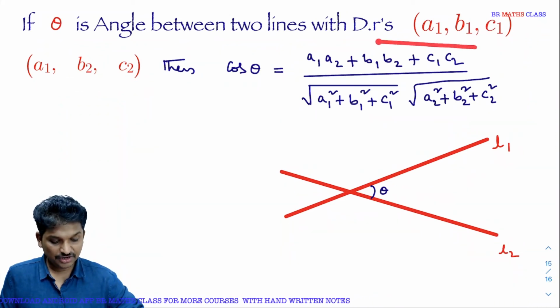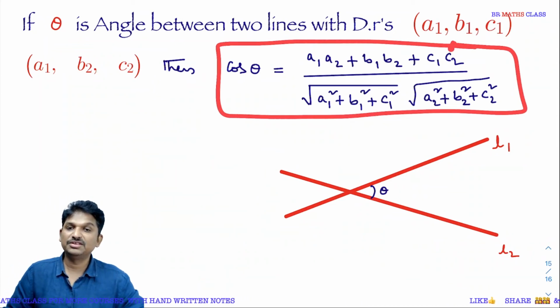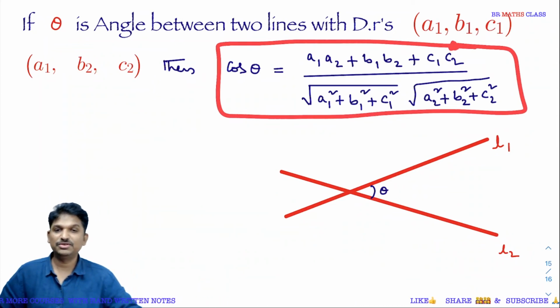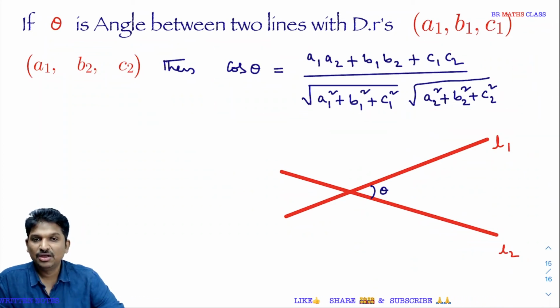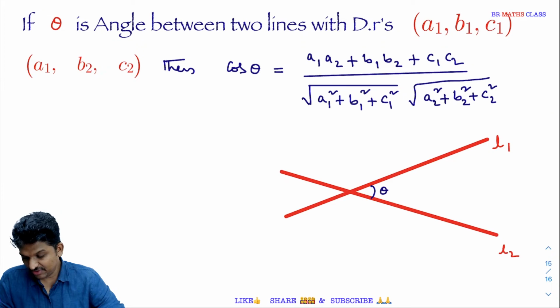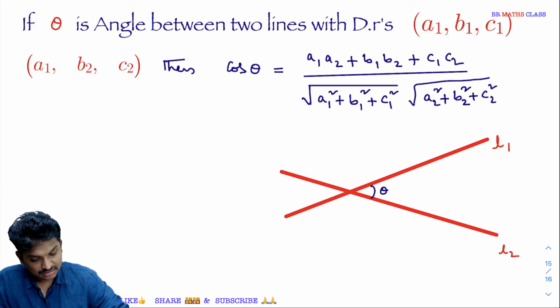then what is the formula? Cos theta equal to (a1 a2 plus b1 b2 plus c1 c2) divided by root over (a1 square plus b1 square plus c1 square) into root over (a2 square plus b2 square plus c2 square). Okay. Now we need to derive. I'll write the data first. Derivation proof. What is the first step?